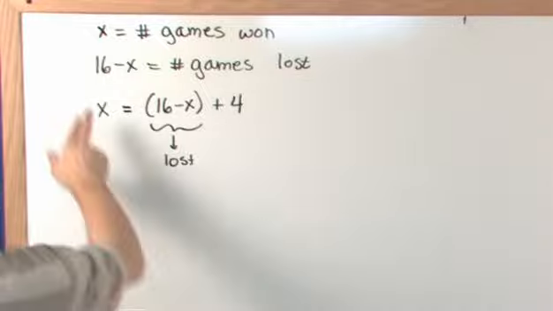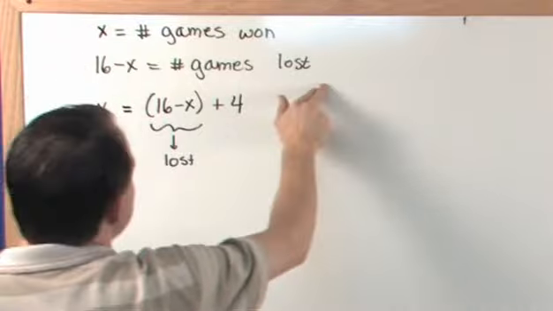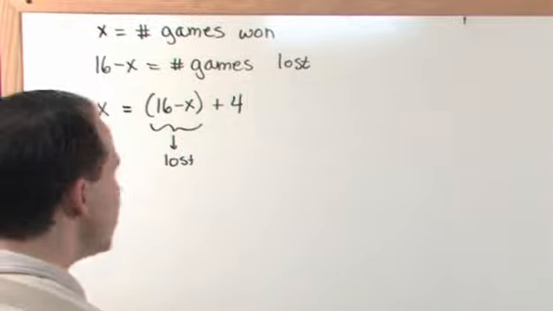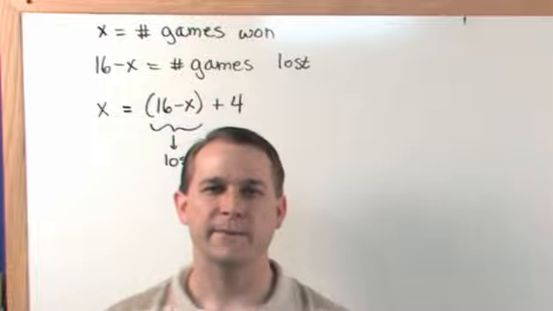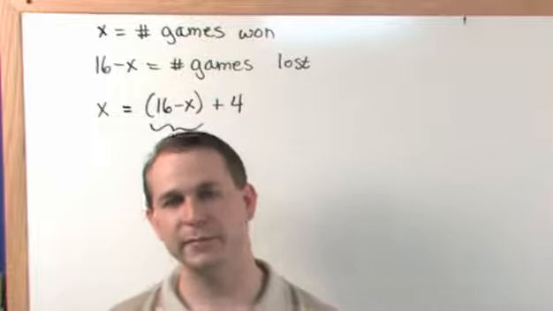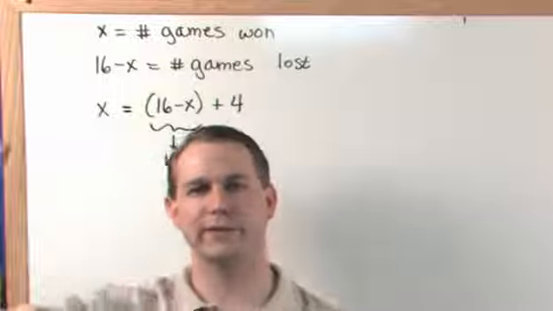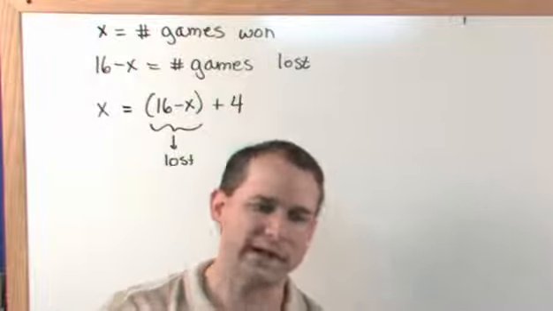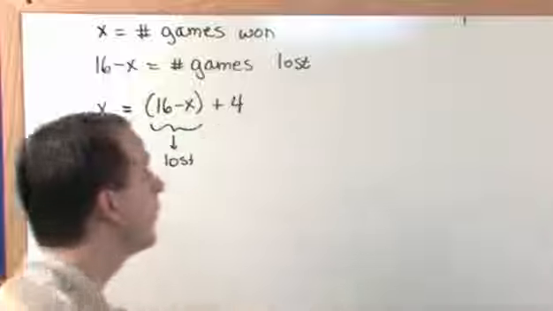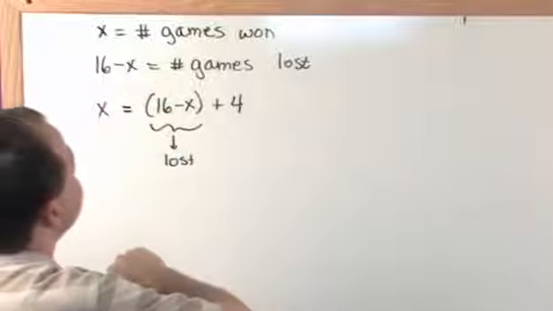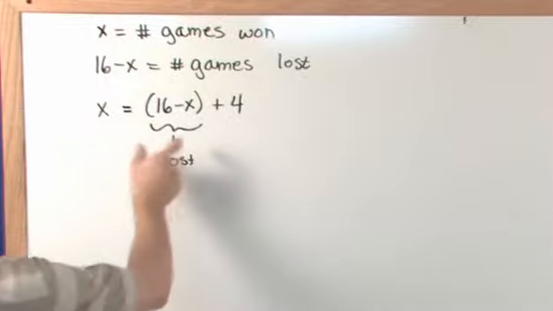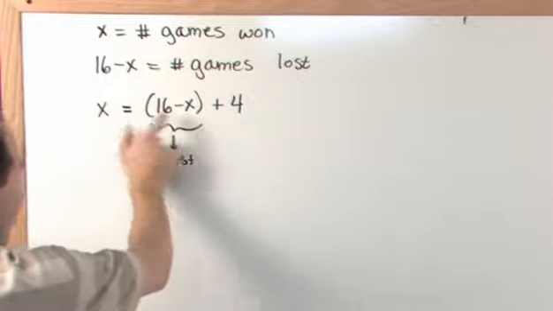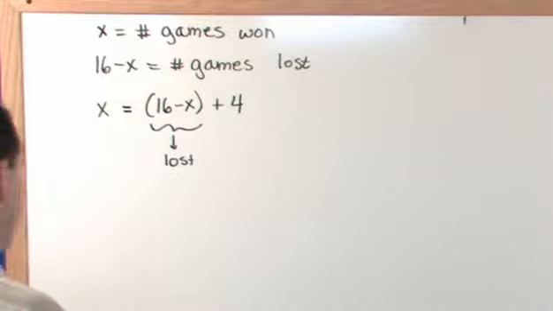Here's how many games we won. This is how many games we lost. I needed to do that because the problem talks about how many games you're losing. You don't really want to create another variable for how many games you're losing. You could do it, but it's kind of a detour. You don't really need to do it because you already know that the number of games won and the number of games lost are tied together. So I'm just going to use this fact to say that this is the number of games lost, and they won 4 more than they lost.